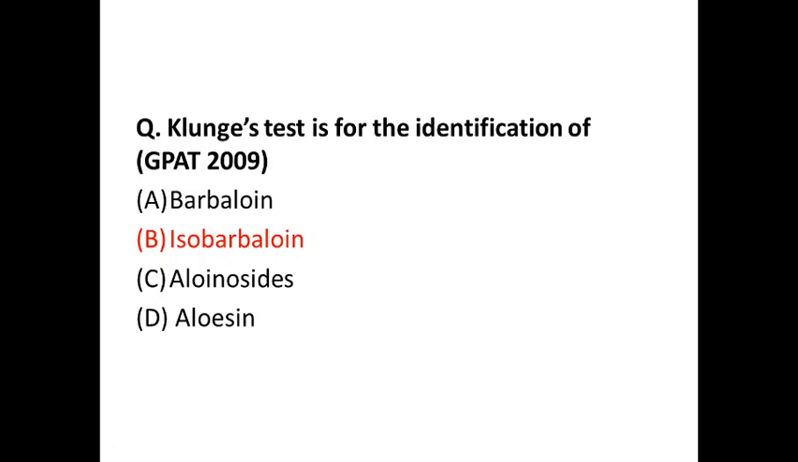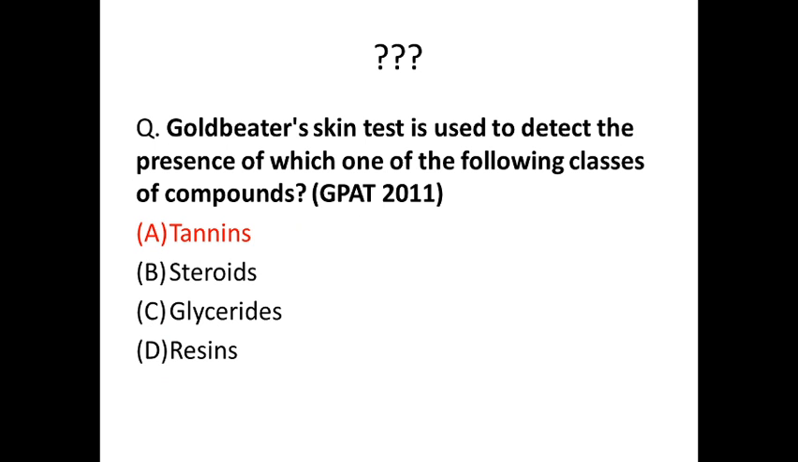Just see the important question which appeared in GPAT 2009: Klunge's test is used for the identification of what? This test, also known as the Cuprammonium test, is used for the identification of isobarbaloin in aloe. The correct answer is isobarbaloin. Next, the gold beater skin test is used to detect the presence of which of the following classes of compound? This question appeared in GPAT 2011. As we discussed earlier, the gold beater skin test is used for the identification of tannins. So the correct answer is option A, tannins.